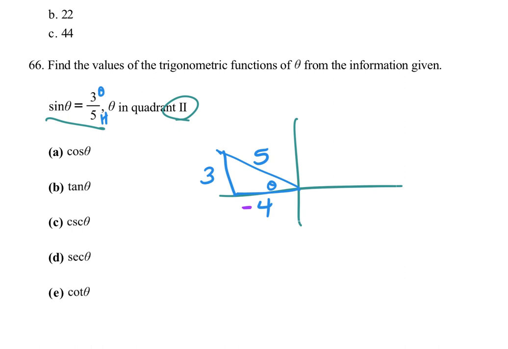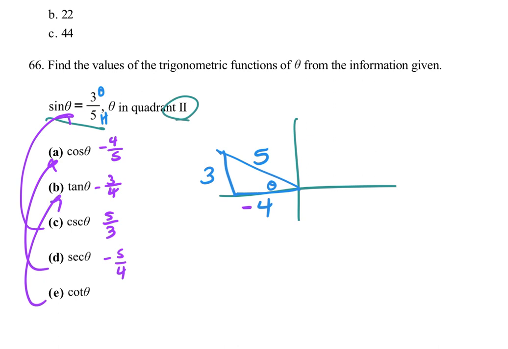So from here, I would know cosine is negative 4/5 because it's adjacent over hypotenuse. Tangent is opposite over adjacent, so negative 3/4. Cosecant's the reciprocal of sine, 5/3. Secant, reciprocal of cosine, negative 5/4. And cotangent, reciprocal of tangent, negative 4/3. But again, it's only going to ask you for like 1 of those, not all 5.